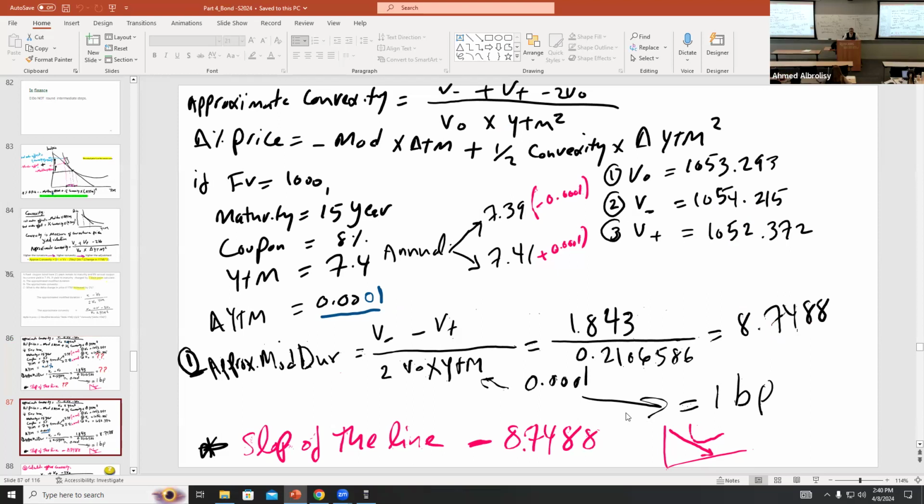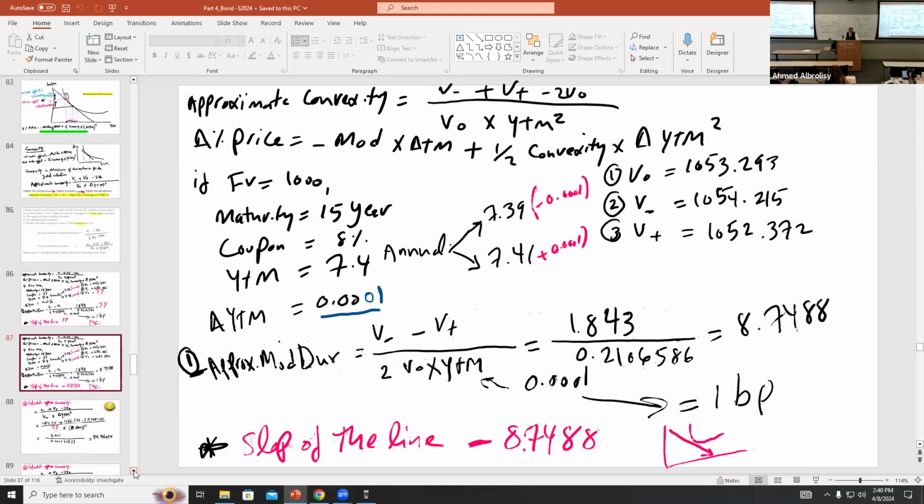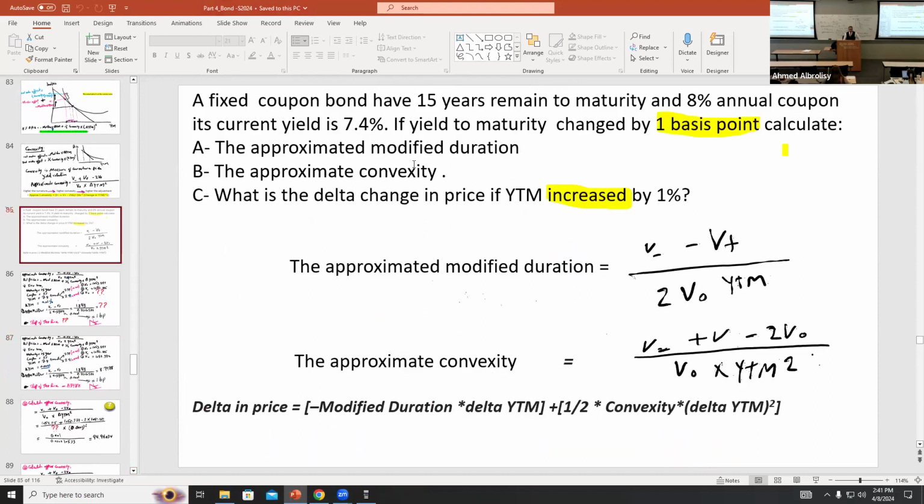So it's telling us that if yield to maturity changed by 1 bip, the approximated modified duration in general is going to be 8.74. And this is the slope of the line, and I put it there negative because it's a negative slope line. Now, if we plug in these numbers, so this is the first question. The first question asks, calculate the approximated modified duration. So now we calculated it.